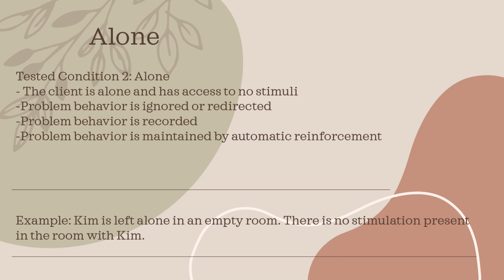The next tested condition is alone. In this setting, the client is alone and has access to no stimuli. The problem behavior is going to be ignored or redirected. If the problem behavior occurs, it is recorded, and problem behavior in this scenario is maintained by an automatic reinforcer. An example would be that Kim is left alone in an empty room. There is no stimulation present in the room with Kim.